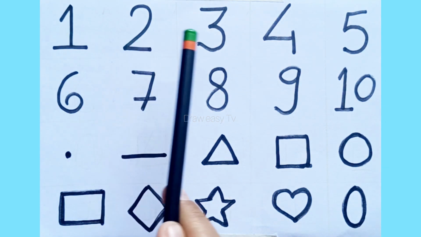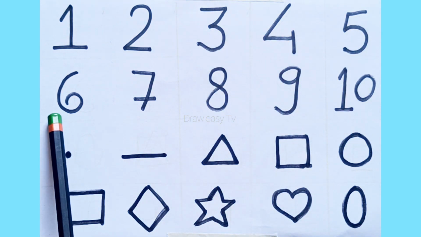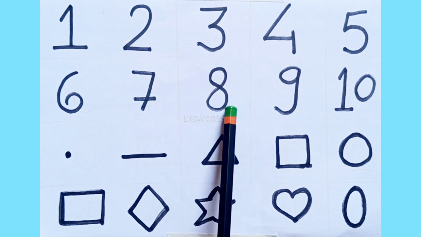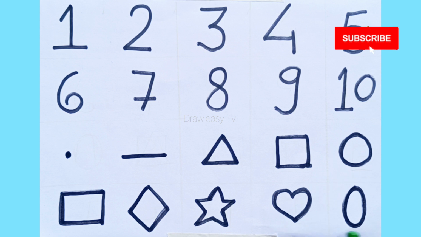1, 2, 3, 4, 5, 6, 7, 8, 9 and 10. Dot, line, triangle, square, circle, rectangle, diamond, star, heart and oval.